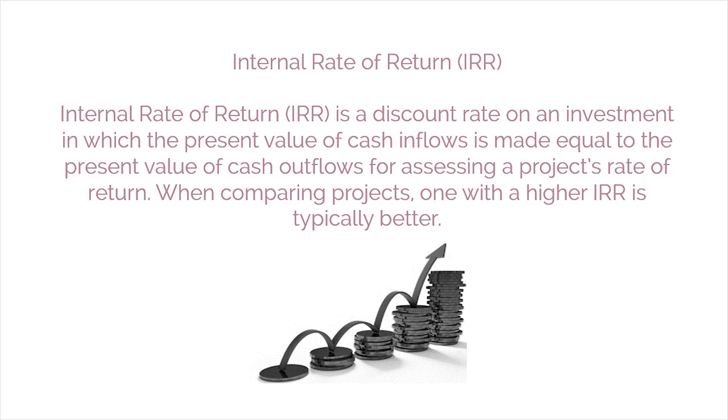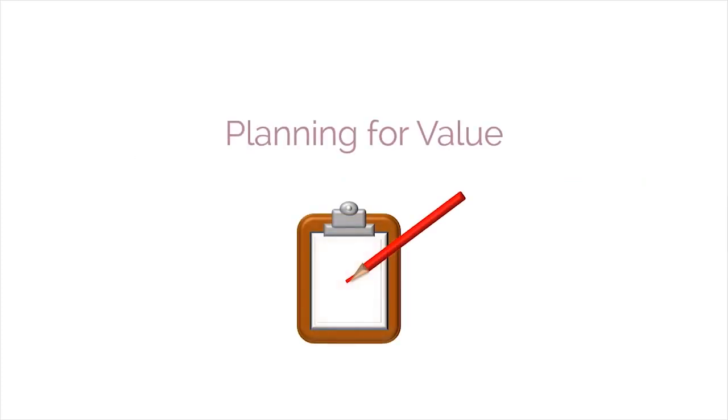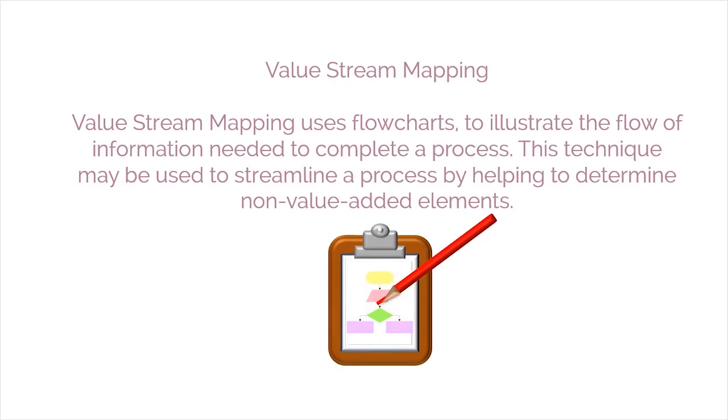After estimating the project value, the next step is to plan for delivering value. This can be done using several methods. The first method we will learn is value stream mapping. Value stream mapping uses flowcharts to illustrate the flow of information needed to complete a process. This technique may be used to streamline a process by helping to determine non-value added elements.